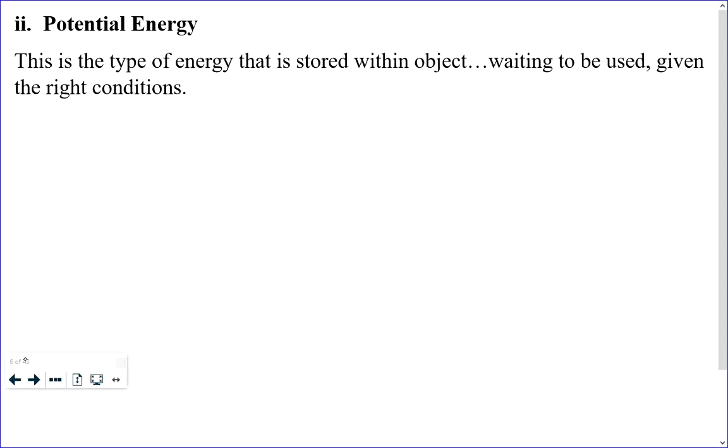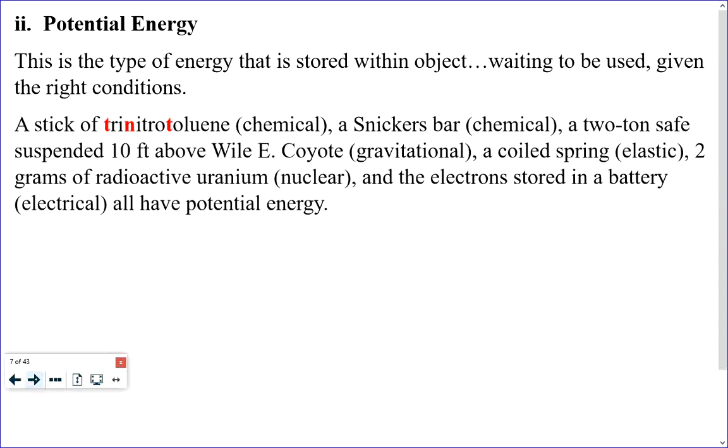A slingshot, a piece of elastic that I pull and stretch, has potential energy. So there's chemical potential energy in the form of a stick of dynamite or a Snickers bar. If I take a safe held above the canyon floor by Wile E. Coyote, that has potential energy, which we call gravitational. A coiled spring. So Wile E. Coyote buys this big spring, he puts his butt in it, and he backs against the canyon wall, compressing the spring, ready to lift his legs so he takes off. That has potential energy as well. It's just called spring potential or elastic potential.